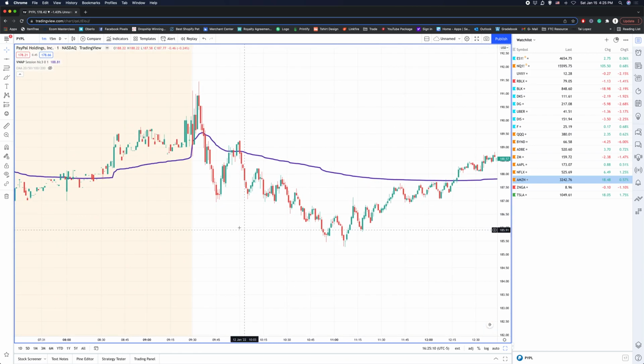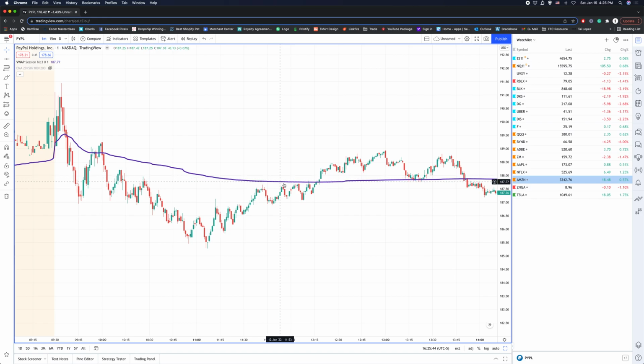Let's look at what happened here. 9:50. We don't have anything here. Wait till it's 10 o'clock. 10 o'clock, we have our break here. All right, we have our VWAP break. Place our put. Boom, make some money down here and we're done.